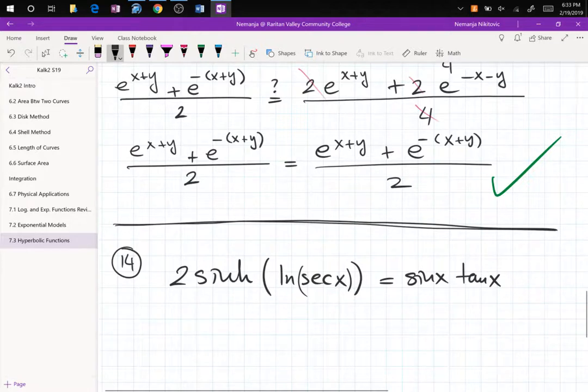Wait, the sine of tangent, that's not hyperbolic? I don't know this. So plug in and let's see. Oh, we have to see if this works. I'm going to make a prediction. It's not going to equal.